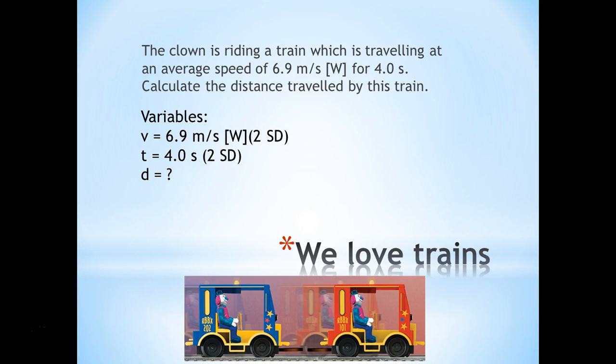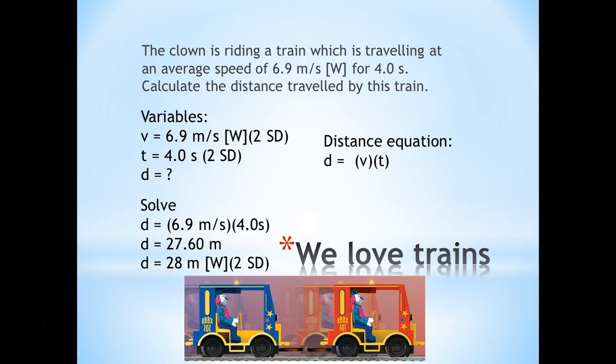Well, the equation I know is v equals d over t, so I'm going to have to rearrange that equation so it looks like d equals. The d equals equation is the velocity times time. Then I'm going to solve it. I put in my numbers, 6.9 meters per second, multiplied by the 4 seconds, and I get 27.60 meters. Because I can only have two significant digits, I have to round. I look at the 7, beside it is the 6, so I'm going to round up to 28 meters west. I have my two significant digits.